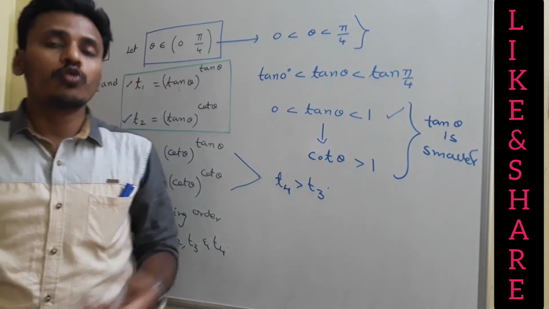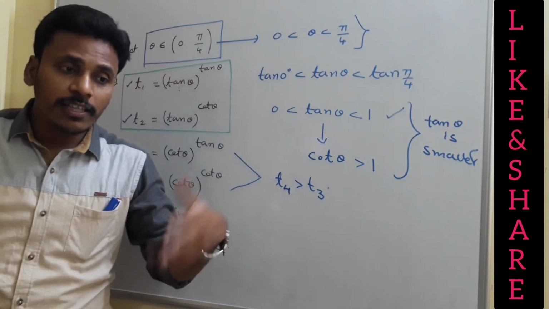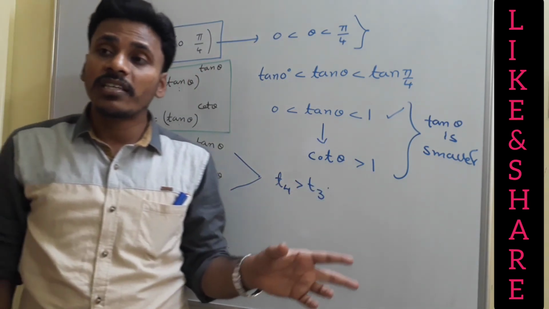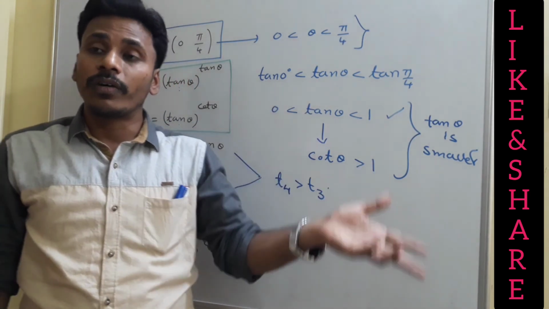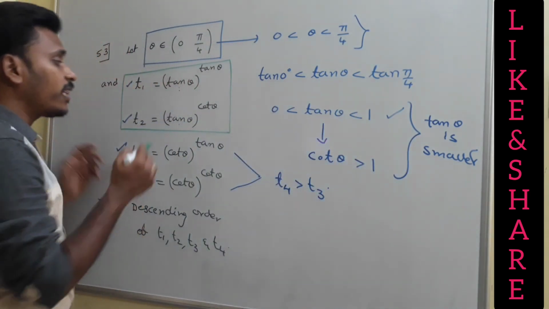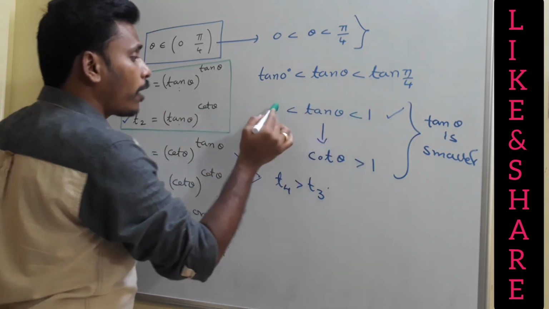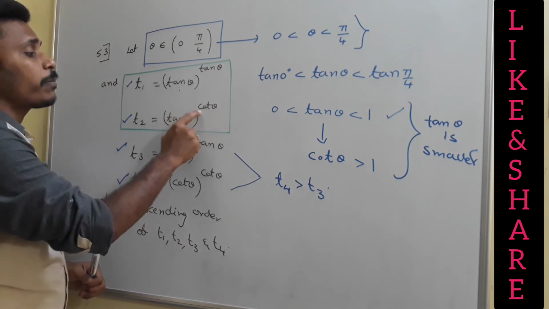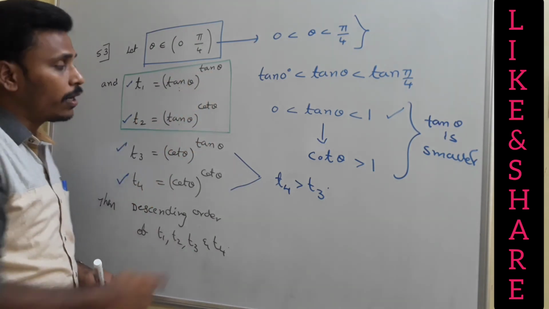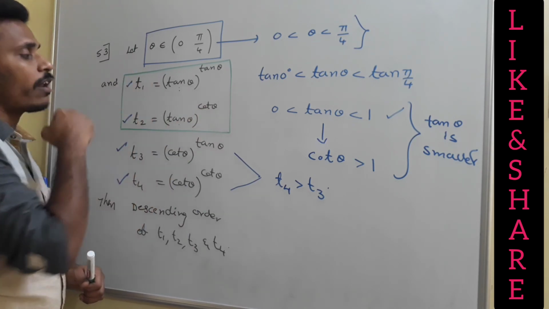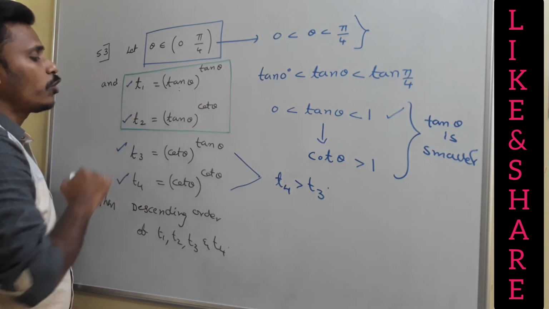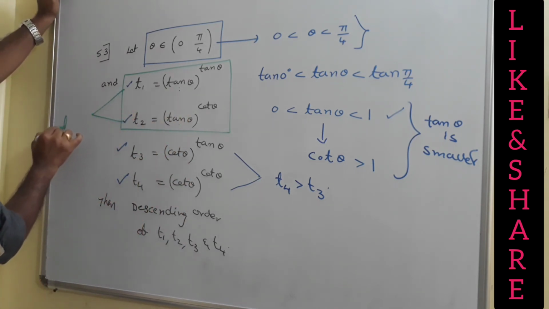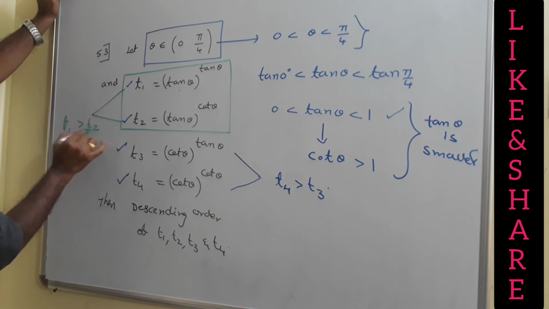Is it clear? So usually for numbers, if you raise the powers, the value will increase if the base is more than 1. Whereas if the base is in between 0 and 1, if you raise the powers, the value gets decreased. Here tan theta is a number which is in between 0 and 1. So if you raise the power, the value will get decreased. Cot theta is a bigger number, tan theta is a smaller number. So this bigger power will give you the smaller value, and that's why T2 is smaller, T1 is greater. So it is very clear that T1 is greater than T2.